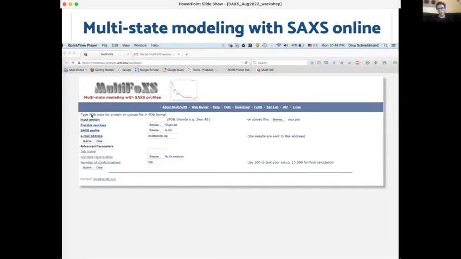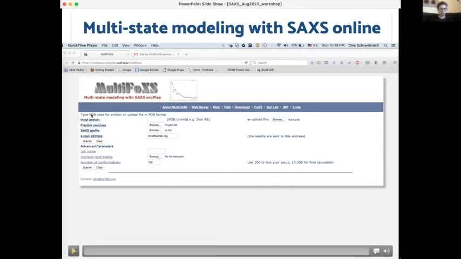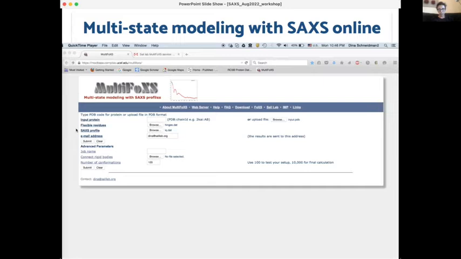Now let's see how we can model this. I'm showing this recording of the web server. This is the MultiFoXS web server. It gets, as I said, the PDB of the input protein, a list of flexible residues, and the SAXS profile. You put in your email address, and after a while, you get a link to the results. So here it is.